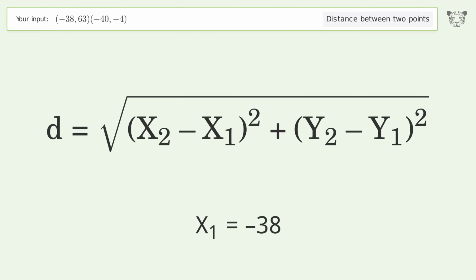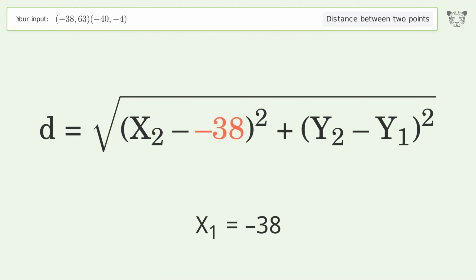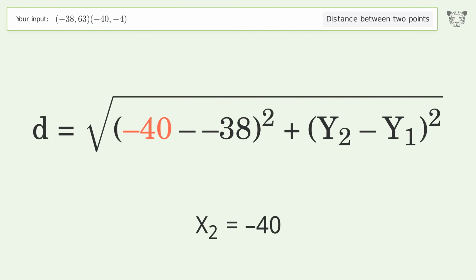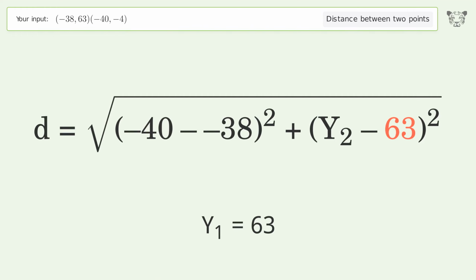x1 equals -38. x2 equals -40. y1 equals 63. y2 equals -4.